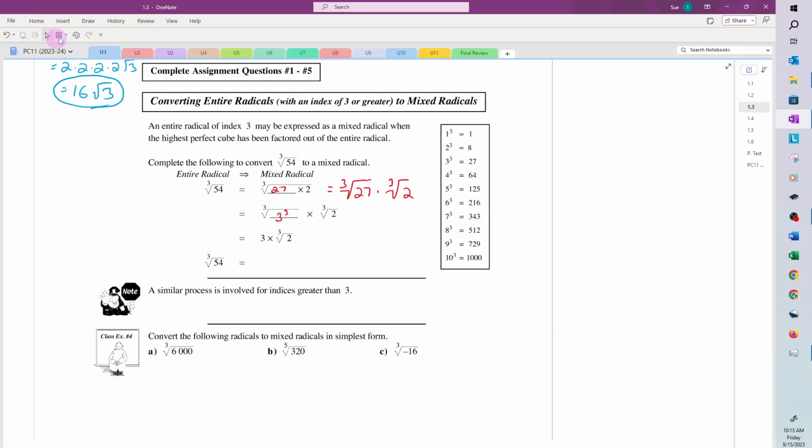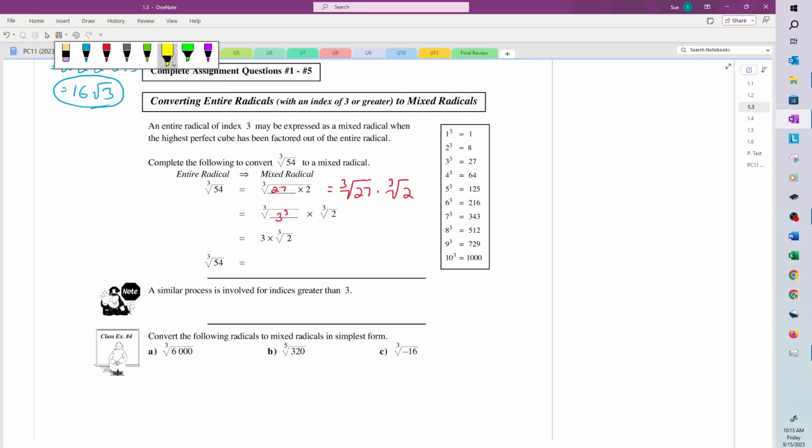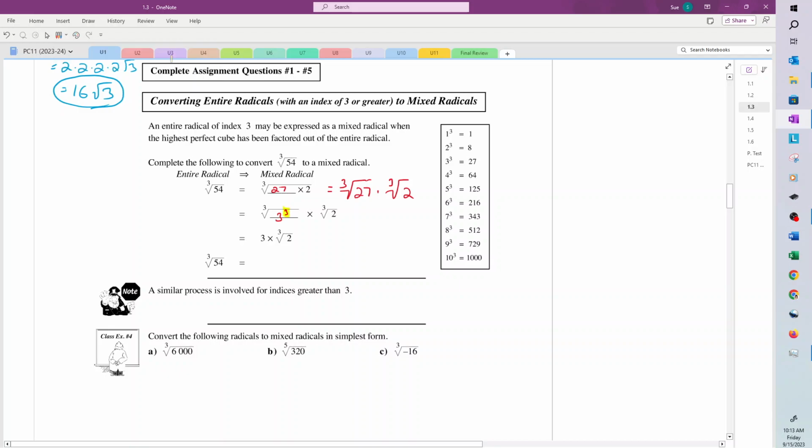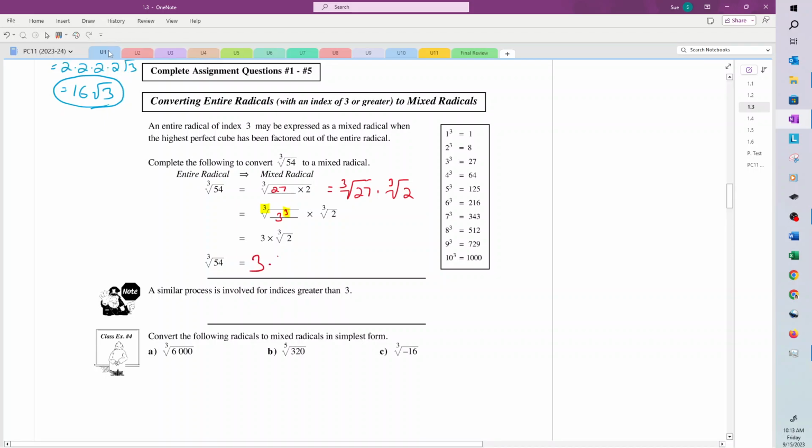I wish we'd had a different example here because there's a lot of 3's in this. Wait, I'm just going to fix this pen. I don't want it that thick. Let's make it that one. Okay. This 3 and this 3 match. So the cube root, if those are the same, just equals the number that's left over. So that equals 3 times the cube root of 2, which gives us the cube root of 54 equals 3 times the cube root of 2.